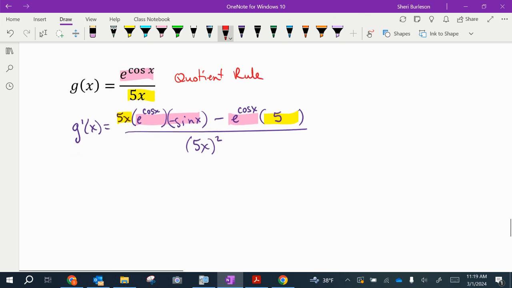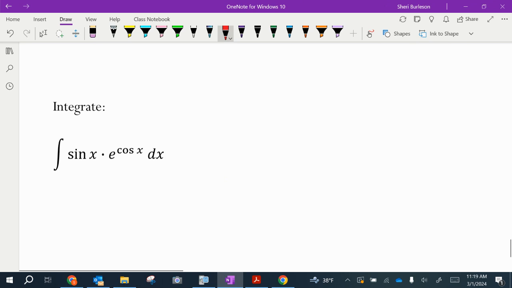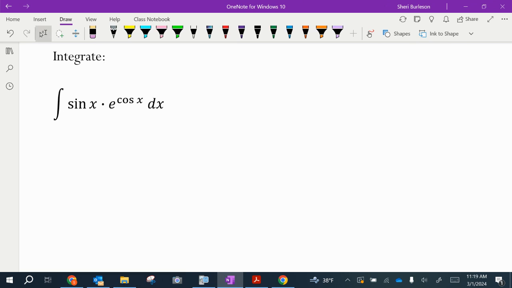So now let's look at a slightly more complicated integration that is going to involve u substitution. So I'm going to suggest that you pause the video and attempt to do this integration on your own.